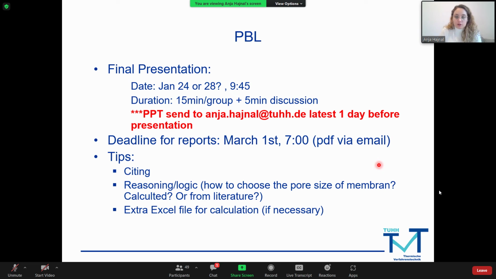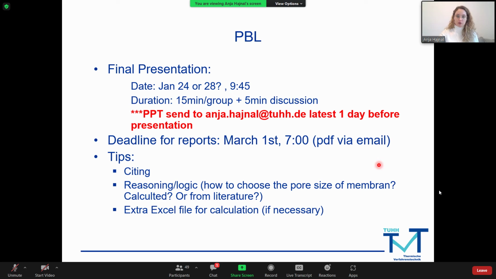Further information: the duration of your presentations should be 15 minutes for each group, plus 5 minutes of discussion, so 20 minutes in total. You need to send me your presentation at least one day before, to my email. The deadline for the reports is March 1st at 7 a.m., and you need to send me PDFs via email, also supported with your calculations. I prefer Excel sheets.